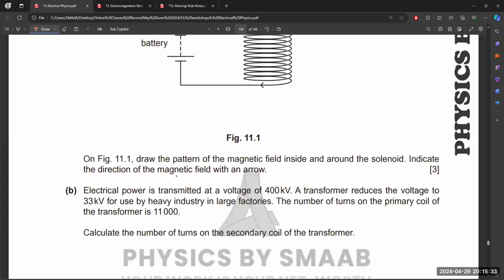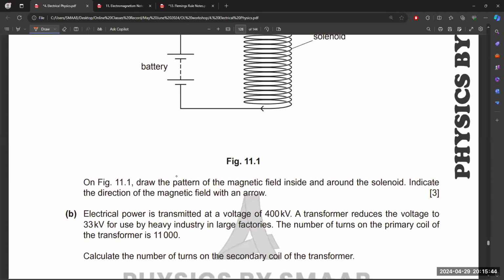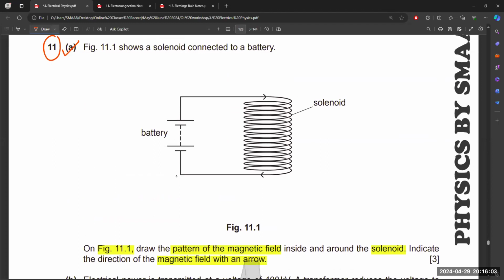So in this question, current is already given. On figure 11.1, draw the pattern of the magnetic field inside and around the coil solenoid. Indicate the direction of the magnetic field with an arrow. So basically, we know that electric current is moving through the solenoid. Again, this is the idea from electromagnetism. When current passes through the conductor or through the coil, a magnetic field is generated around it. So we have to draw the pattern of the magnetic field.